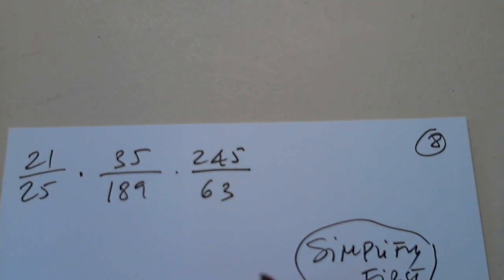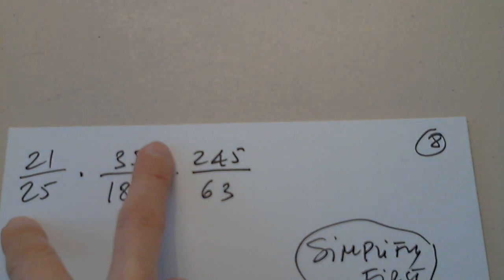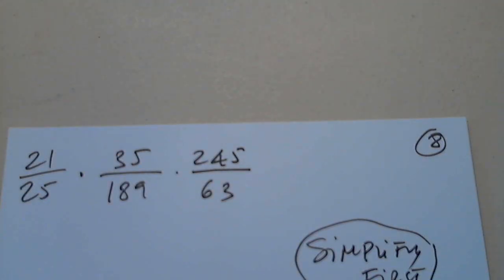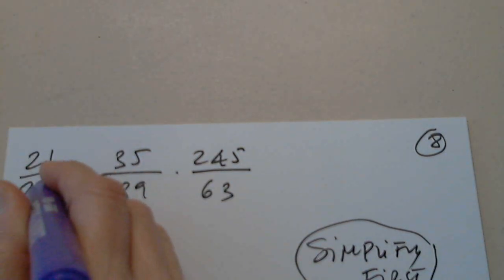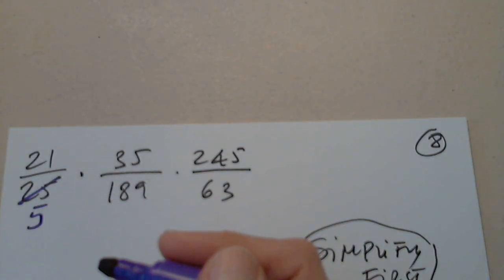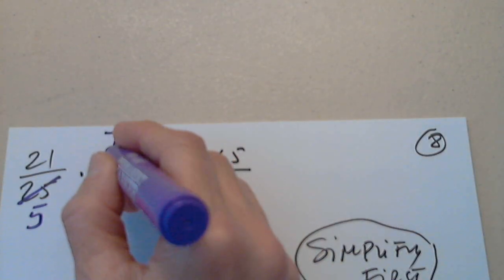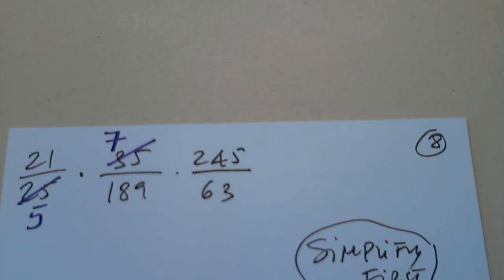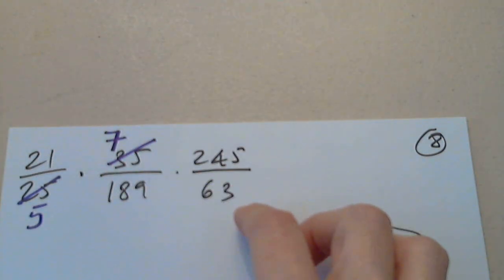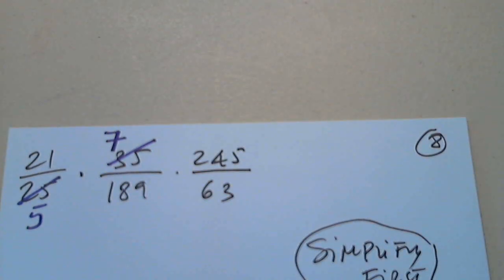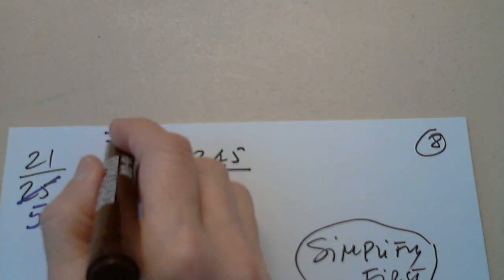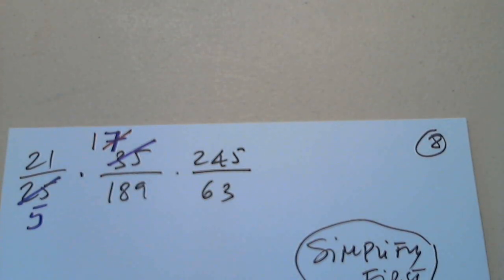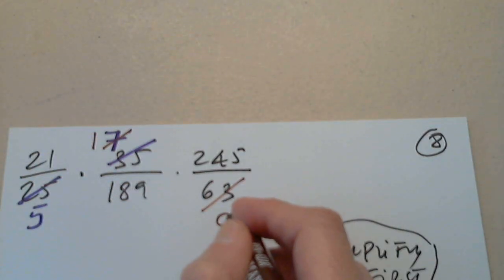Okay. First of all, I'm looking at these two. They caught my eye because they end in 5, and they're easy to simplify. 25 divided by 5 is 5, and 35 divided by 5 is 7. That's my first step. Then what I see is the 7 with 63. I simplify the 7 by 7 and 63 by 7, and I get 9.